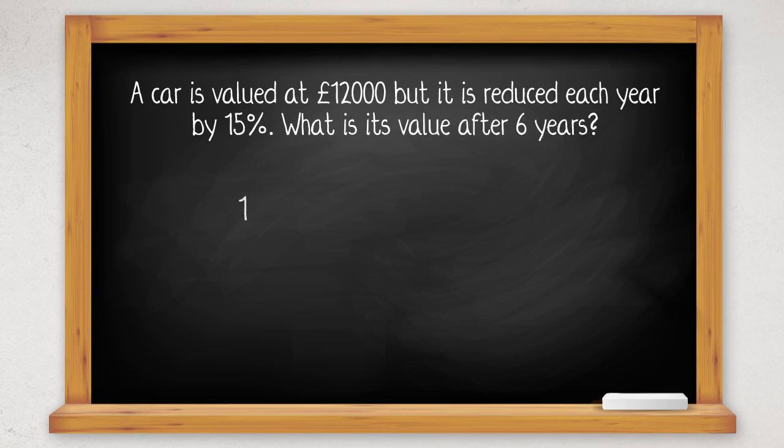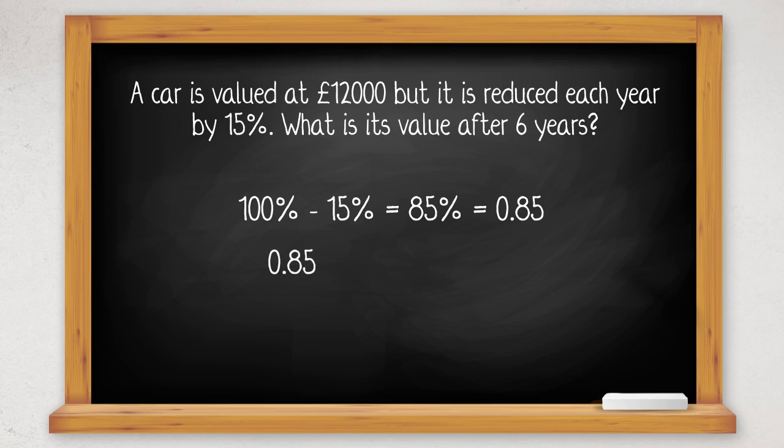Firstly, we subtract the 15% from 100% to give 85%. Changing it to a decimal gives 0.85. Then, since we want to find its value after 6 years, the calculation we do is 0.85 to the power of 6 times 12,000, which equals £4,526 rounded to the nearest pound.